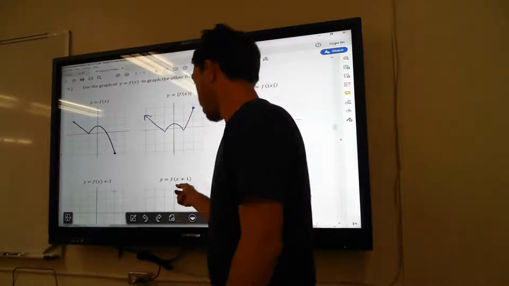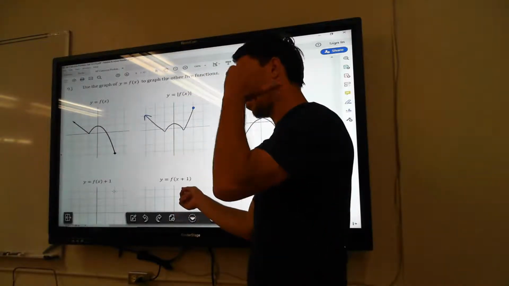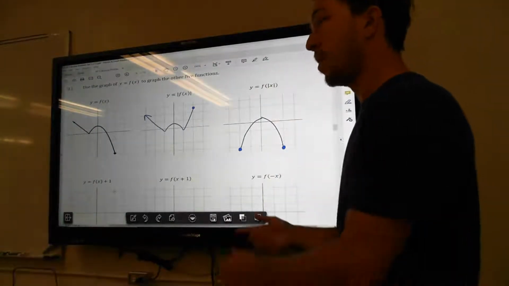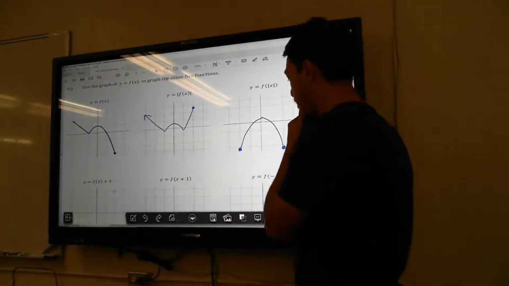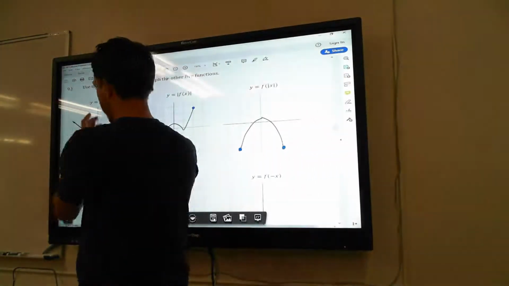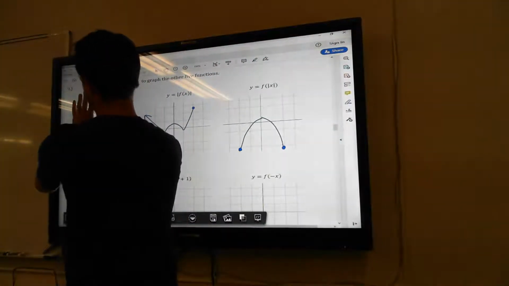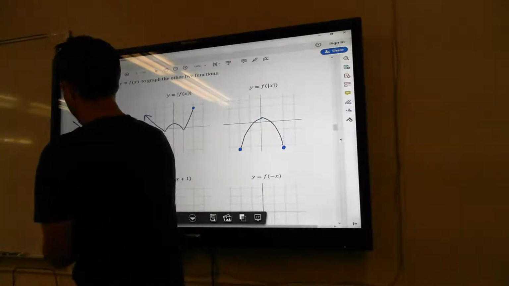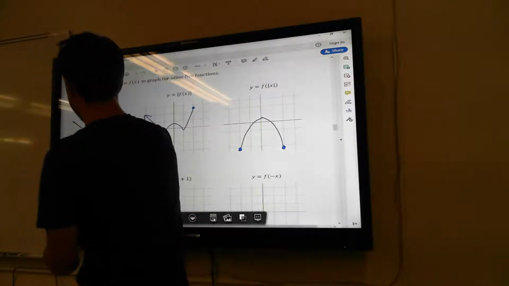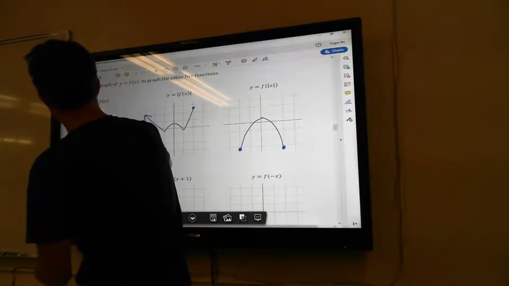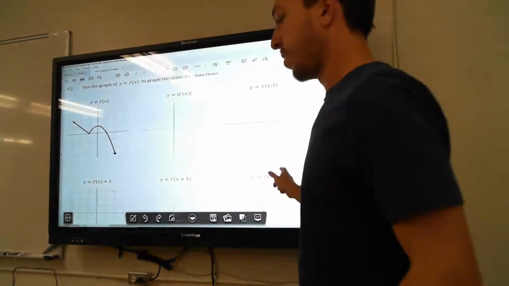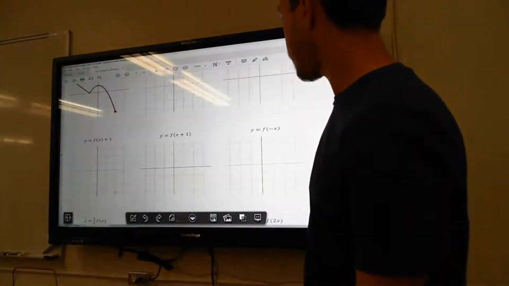Shifted up 1. Shifted left 1. Reflect over the y-axis. Okay. So imagine this one. Just go point for point. If you can't do it all at once, I mean, I probably can't either. I would say that okay, that point would move there, right? That point would move there. That point would move here, and the arrow goes here. So you're going to end up with something like this for f of negative x. So reflection over the y-axis.